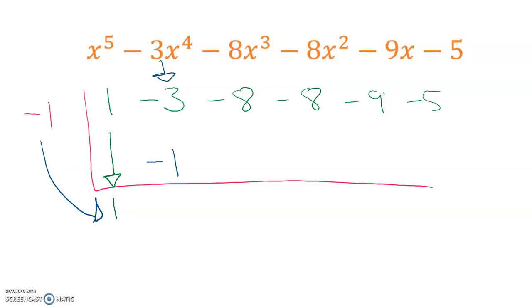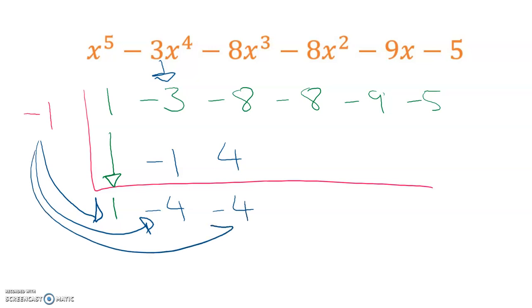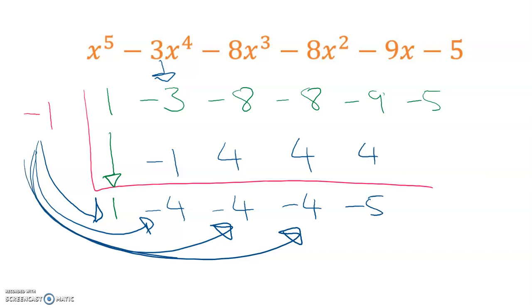Then we add each resulting column. -3 minus another 1 is -4, and repeat. -1 times -4 is 4, -8 plus 4 is -4. And we keep going in this fashion until it is finished. Once you get a 0 here, this means there are no remainders, and we don't expect any remainders because we know that -1 is a root.